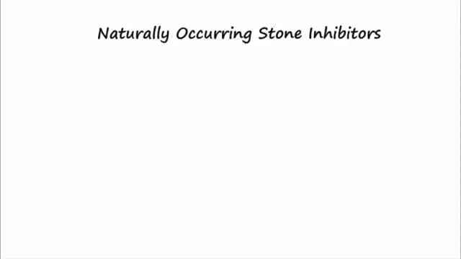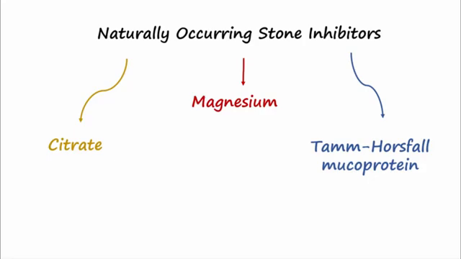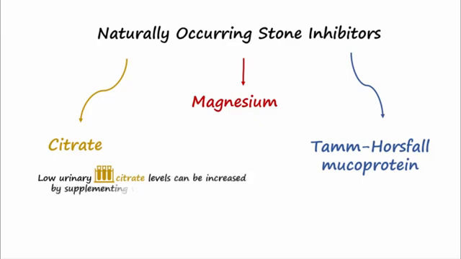Three naturally occurring stone inhibitors, citrate, magnesium, and Tamm-Horsfall mucoprotein, help prevent stone-forming substances from coming together. Low urinary citrate levels may be increased by supplementing with lemon or lime juice. This will increase urinary citrate levels without increasing oxalate levels.